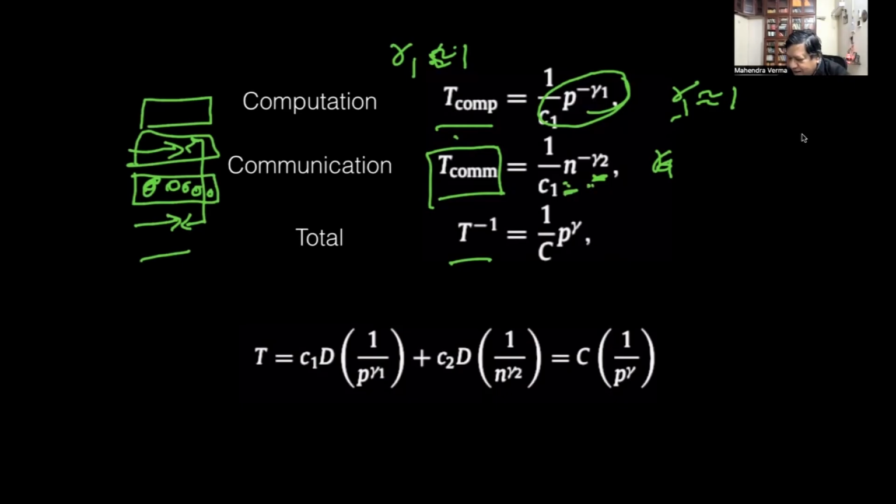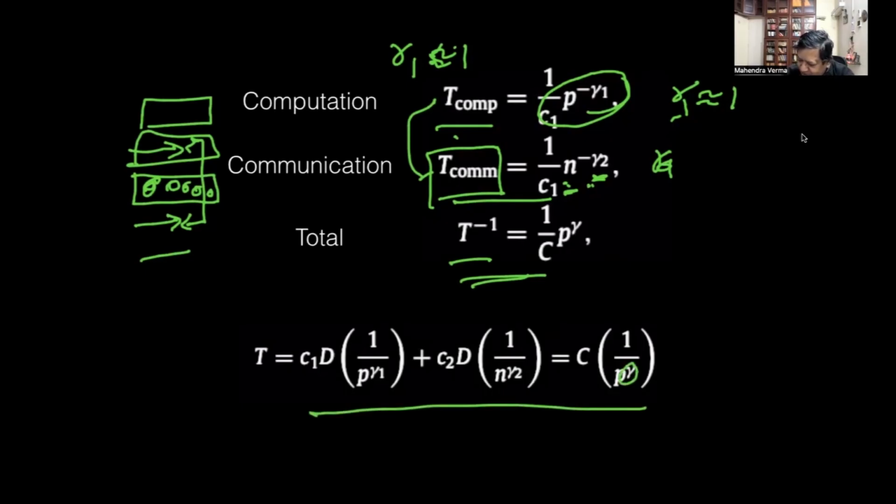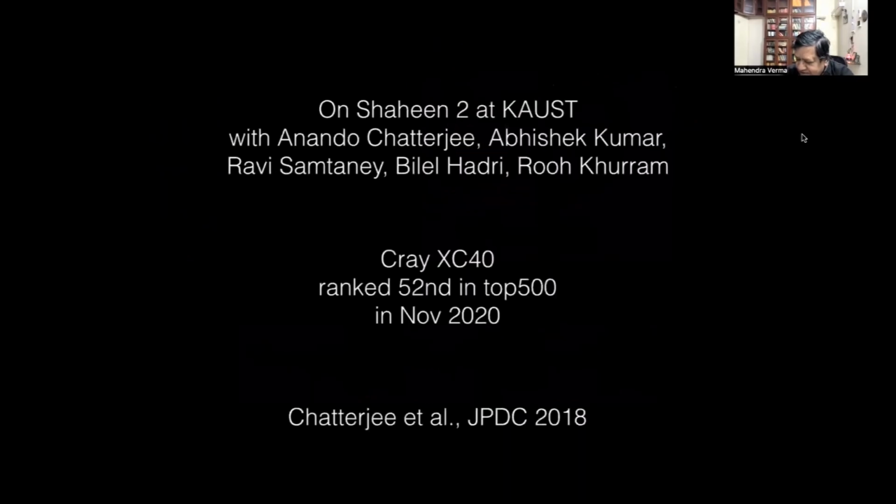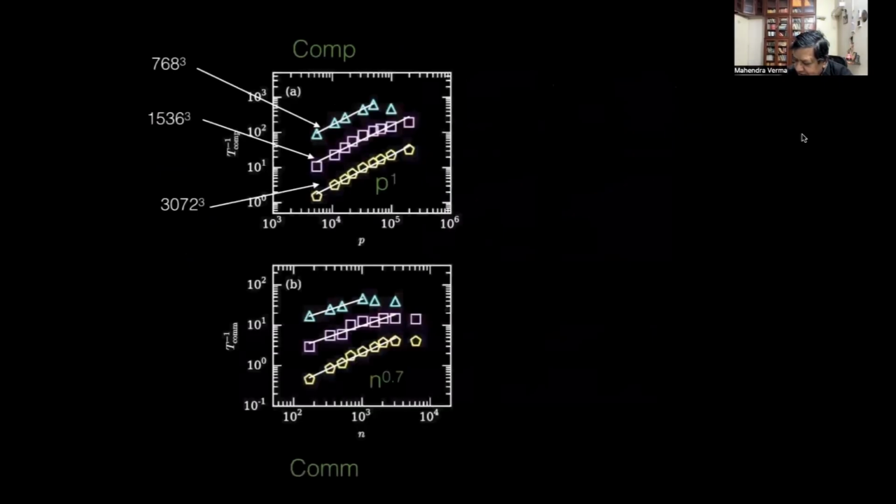The total time is the sum of the two. So if you just sum them up, you get the total time. The total time will be this formula, and we compute these three exponents: gamma 1, gamma 2, gamma 3. This was done in Sahin, and it is published in a paper in JPDC, the Journal of Parallel and Distributed Computing.